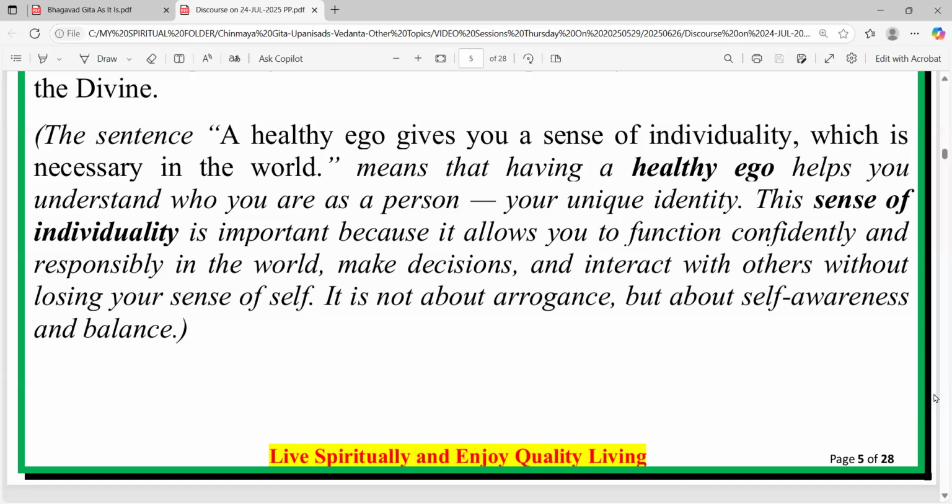The sentence, a healthy ego gives you a sense of individuality, which is necessary in the world, means that having a healthy ego helps you understand who you are as a person, your unique identity. This sense of individuality is important because it allows you to function confidently and responsibly in the world, make decisions, and interact with others without losing your sense of self. It is not about arrogance, but about self awareness and balance.